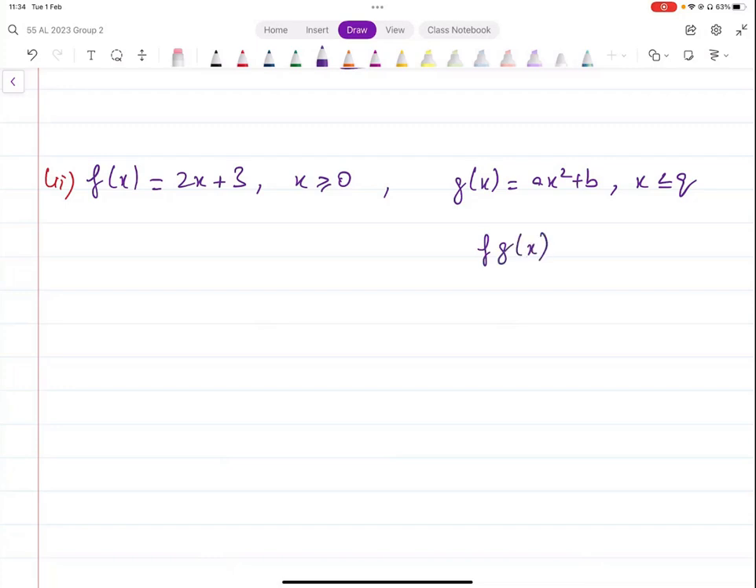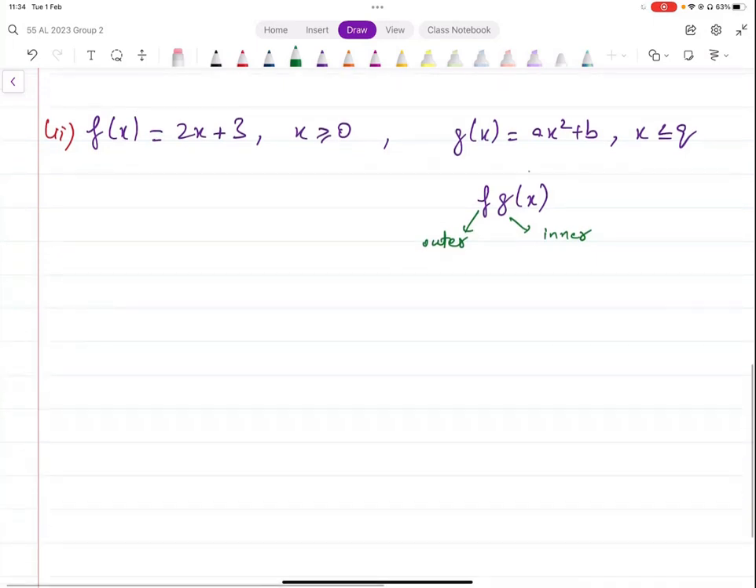ये composite function आपका form हो रहा है. What's the inner function? The inner function is g. This is the inner function. The outer function is f. When can the function f g of x exist? इसके exist करने की क्या condition है?